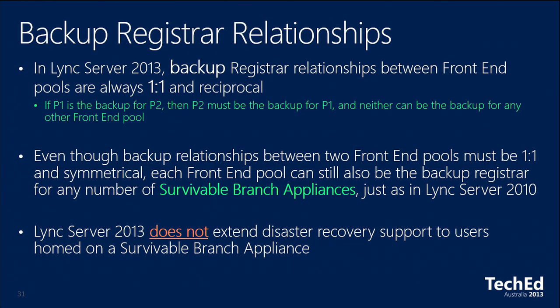For our pools, as we call out, the registrar relationships from a front-end perspective are always going to be one-to-one and reciprocal. So pool A will only ever fail over to pool B and vice versa. You can't have pool A to B, B to C, and C to A, for example. It's only a paired, or mutually paired, relationship between those pools.